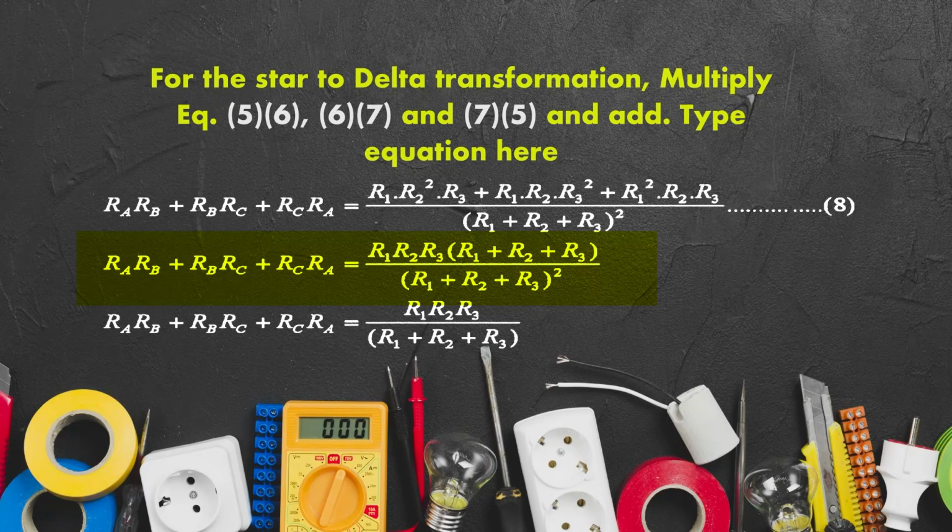So this R1 plus R2 plus R3 will be cancelled by the R1 plus R2 plus R3. So it can be written as RA RB plus RB RC plus RC RA is equal to R1 R2 R3 upon R1 plus R2 plus R3. This can be termed as equation number 8.